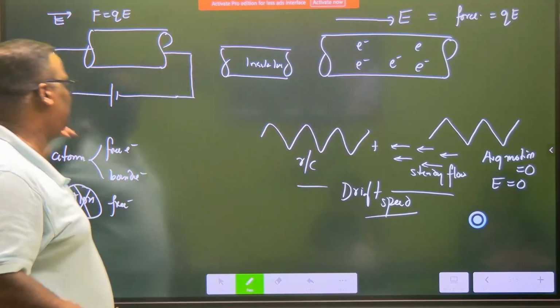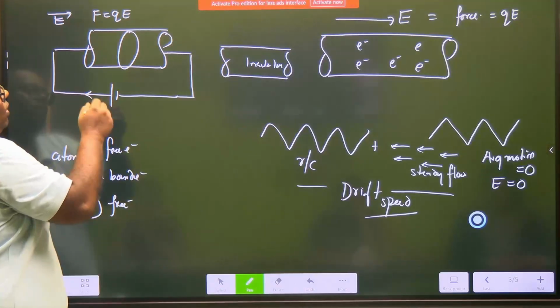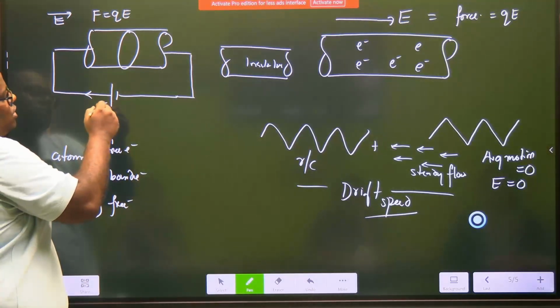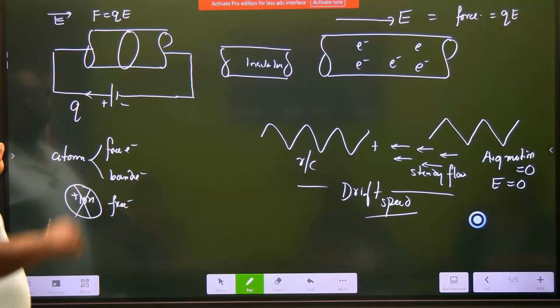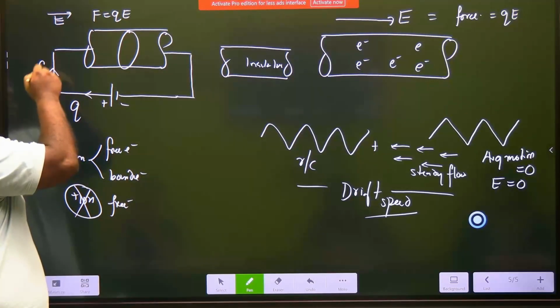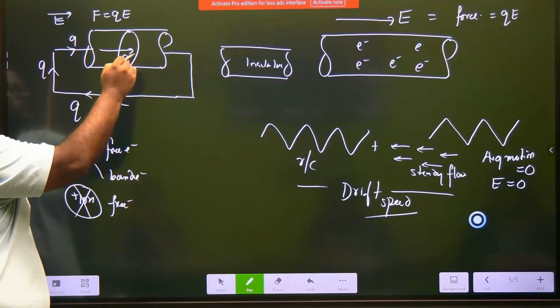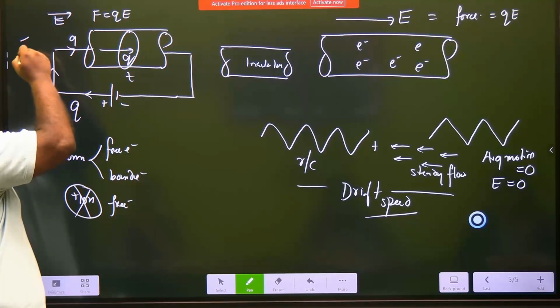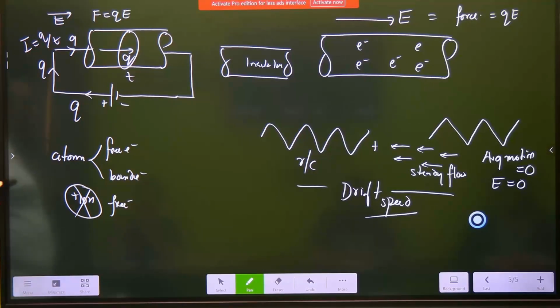See, in grade 10, it was very easy for us to understand this. If I look from the perspective of positive, this is negative, then Q is always a positive charge. The positive charge moves from this side to this side, and then it flows past that cross section in a time interval t, and you define I is equal to Q over t. This is what was your grade 10 concept.